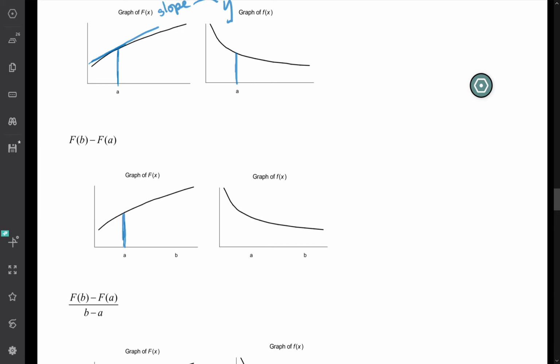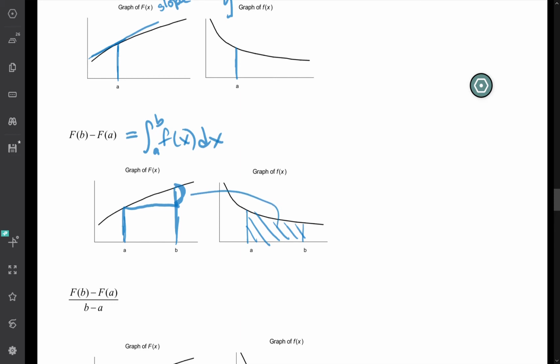Okay, and then big F of b minus big F of a. Again, you should be hopefully catching some of the repeat that's happening here. Big F of a is the littler y value, big F of b is the bigger y value. The change in y is big F of b minus big F of a. And if you're recognizing things from your first fundamental theorem, you should see that that is the same as the area under little f, the integral from a to b of little f. So this area is equal to this change in y.